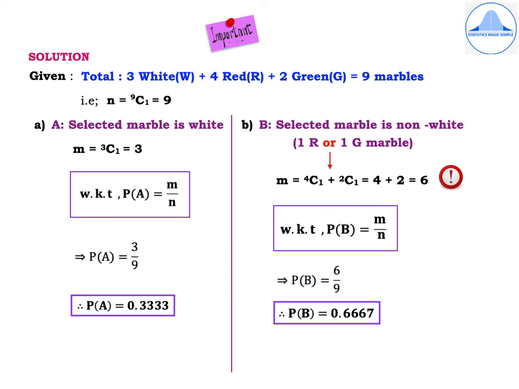So m is equal to, do the first part, one red. How many reds are there? There are 4 reds and you have to select only one red. So it is 4C1. Then or means it is plus. Next we have to select one green marble. How many greens are there? There are 2 greens and you have to select one. So it is 2C1. So on simplification, you can use the calculator here, which will give us 4 plus 2 equal to 6. Then write the formula. We know that P of B is equal to m by n, which implies P of B is equal to 6 by 9. Therefore, P of B is 0.6667.